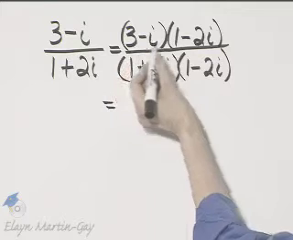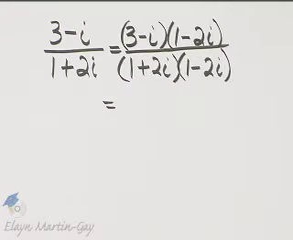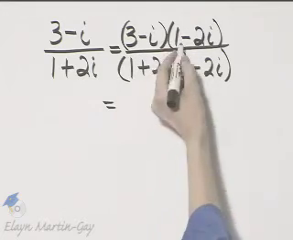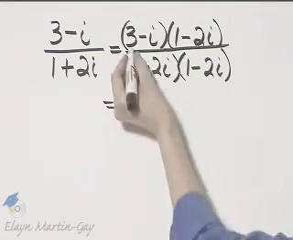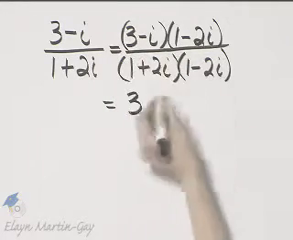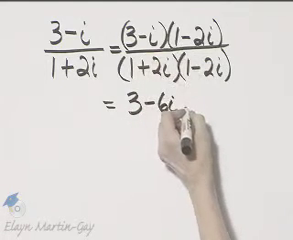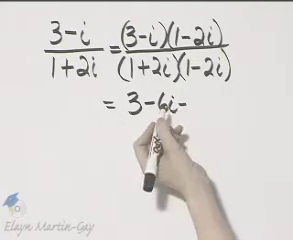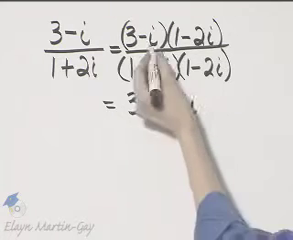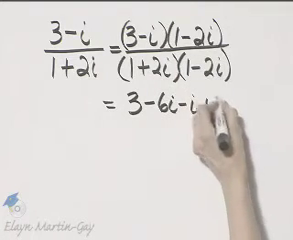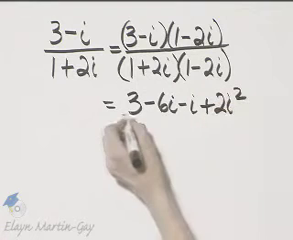You can think of this as a binomial times a binomial, so you can use that FOIL order for multiplying if you'd like. 3 times 1 is 3. The product of the outside terms, that's minus 6i. The product of the inside terms, that is minus 1i, or minus i. And then last times last, plus 2i squared.